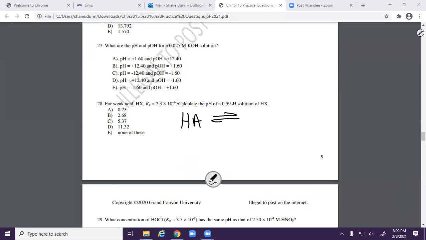It's equilibrium. It breaks apart into a hydrogen and into whatever A is. In this case, it's X. Does that make sense? This right here is called the generic weak acid formula. It is a hydrogen attached to whatever you want it to be. We used A for this example. If you want me to, you can put X in there. You can put Y. Whatever you want to put there. It's the generic weak acid formula, right?